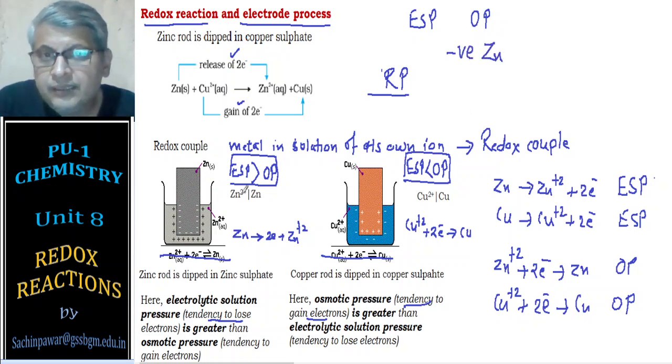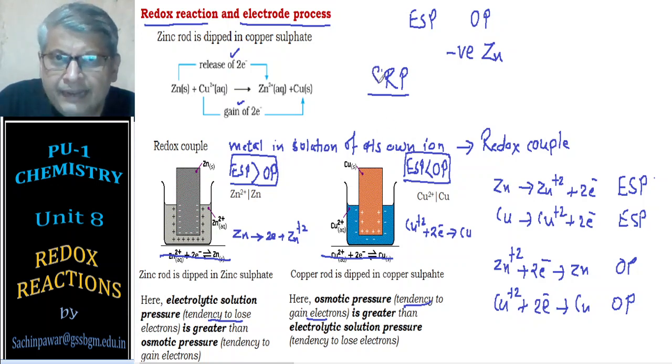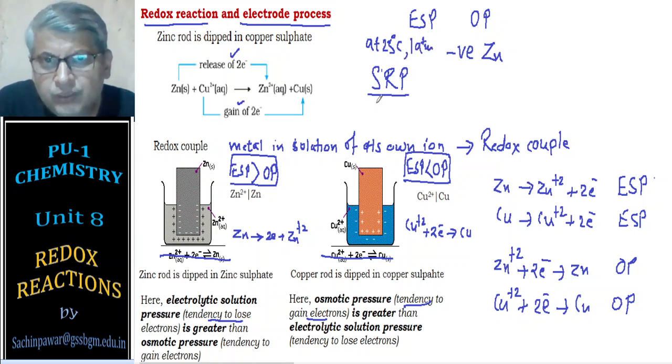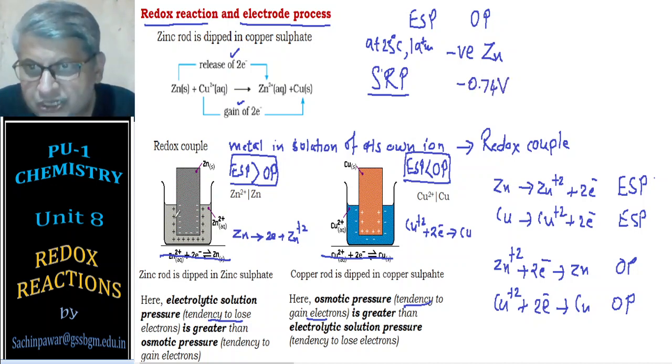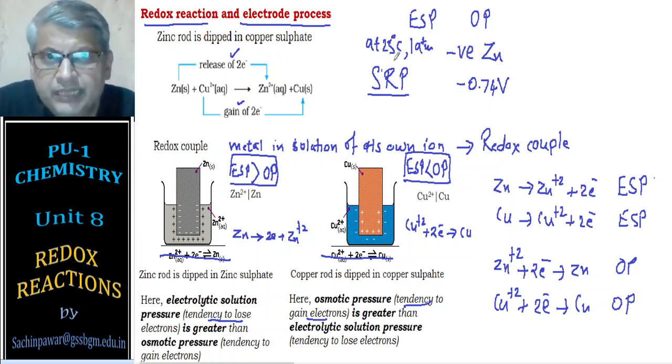and that is at 25 degrees Celsius and 1 atmospheric pressure. If you find out, it is called standard reduction potential, and it is a calculated value, and that value is minus 0.74 volts. So the potential developed here at STP, that is at 25 degrees Celsius and 1 atmosphere, for zinc dipped in zinc sulfate is minus 0.74 volts.